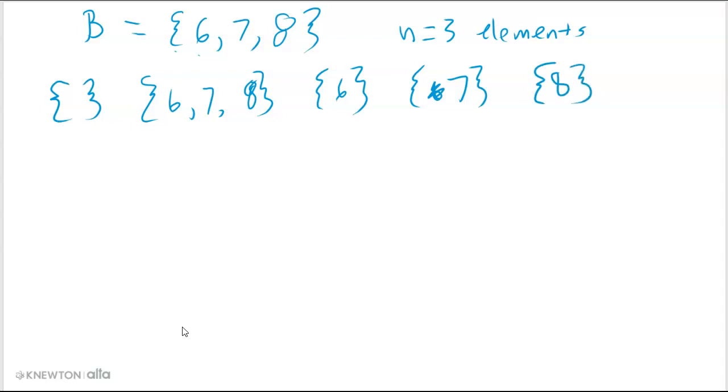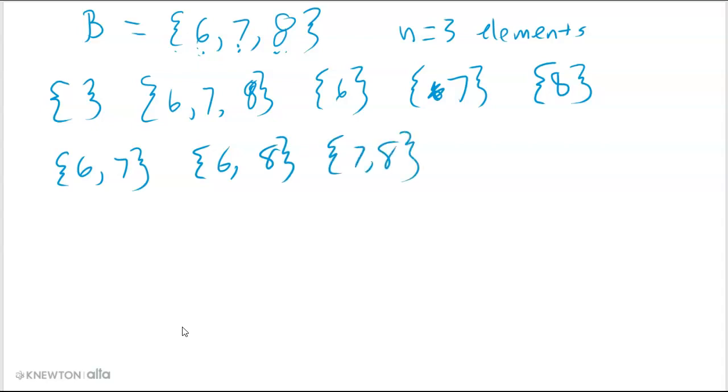Then there's the set that contains 2 out of the 3. So that's a little trickier. So I start 6, 7, then I do 6, 8. Then I go back, start with the second one, 7, 8. So when you're taking 2 out of the 3, what you do is take turns leaving out 1 each time. I left out the 8, then I left out the 7, then I left out the 6.